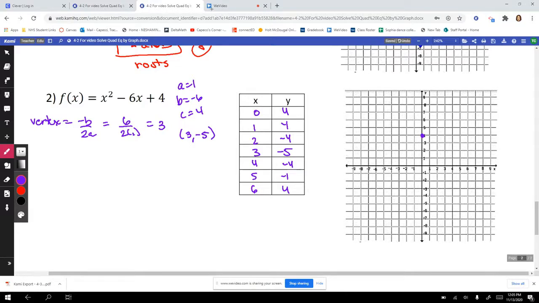1, -1 is here. 2, -4. 3, -5. That's our vertex, so it should start coming up. 4, -4. 5, -1. And 6, 4. Okay, and again, I'll do the best I can, graph it since it's by hand. You want to make sure it looks like a U and not a V.